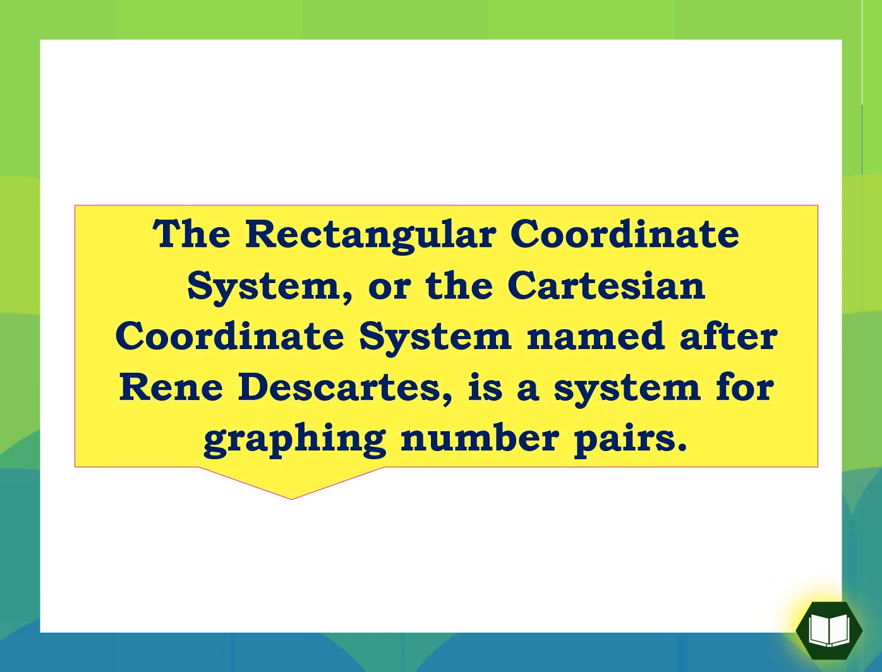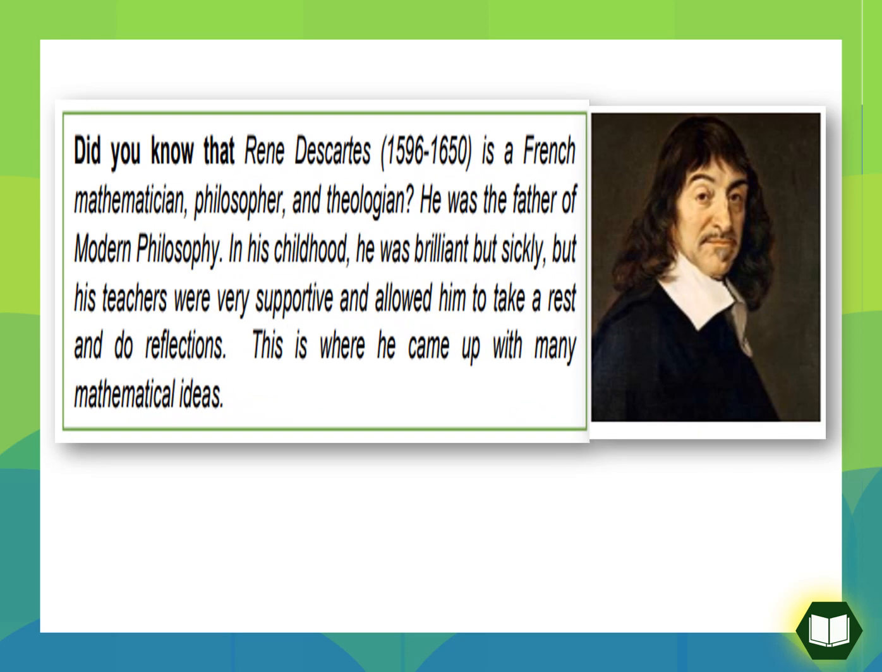The rectangular coordinate system, or the Cartesian coordinate system, named after René Descartes, is a system for graphing number pairs. Did you know that René Descartes, from 1596 to 1650, was a French mathematician, philosopher, and theologian? He was the father of modern philosophy.